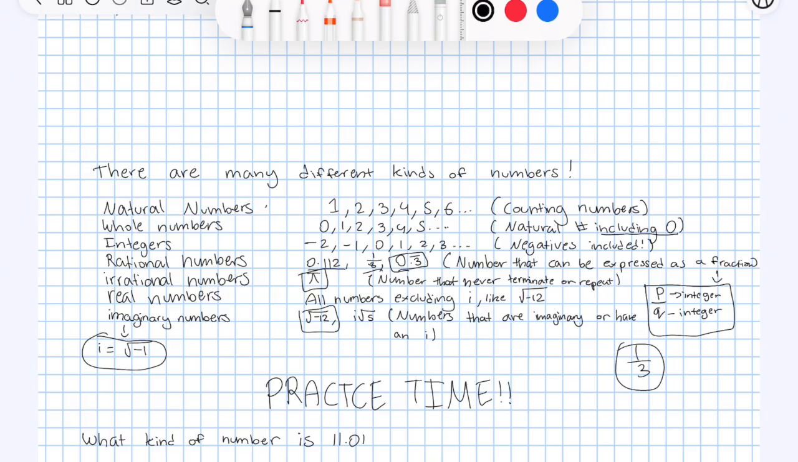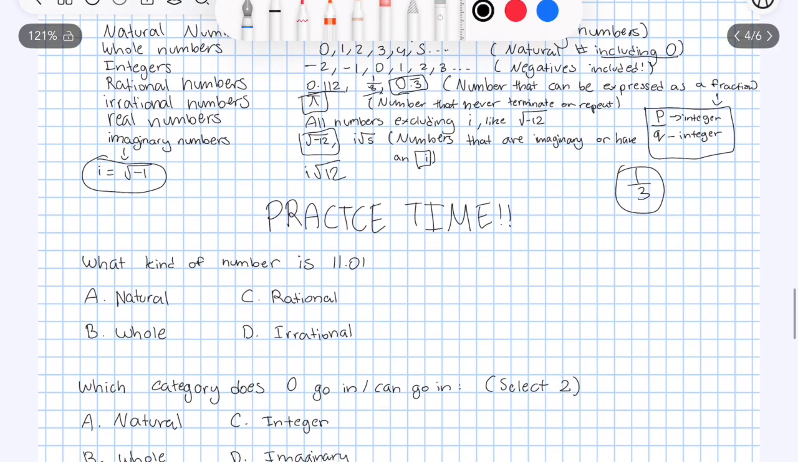Numbers that are imaginary have an i in them. i is the square root of -1. In later videos, you are going to learn how to simplify roots like this, like root -12, into something like i root 12. It can be simplified even further, but I'm not going to focus on that in this video.